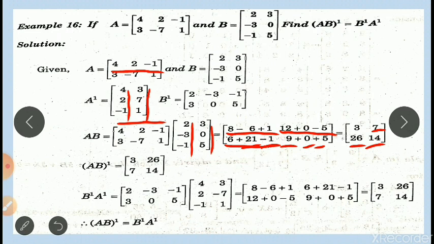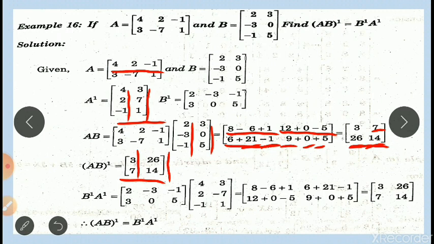When we transpose this AB matrix, the AB matrix is 3, 7, 26, 14. When we transpose it, we'll get AB transpose, where the first row will be converted into the first column in the transpose matrix. 3, 7 will be written in a column, and 26 and 14 written in the second column, that is 26, 14. When we transpose it, rows will be converted into columns or columns will be converted into rows.